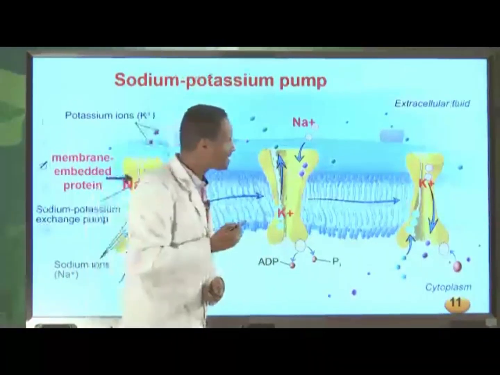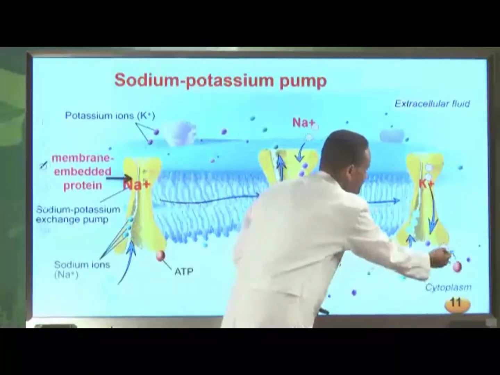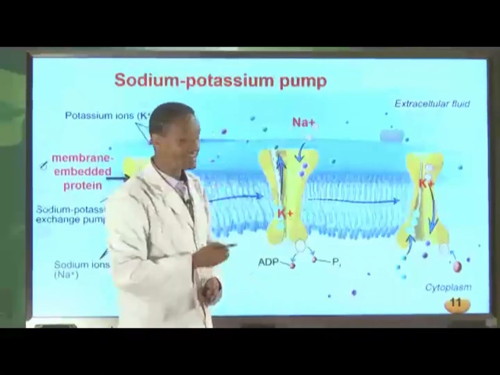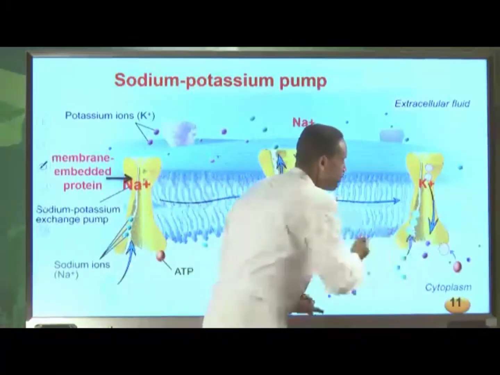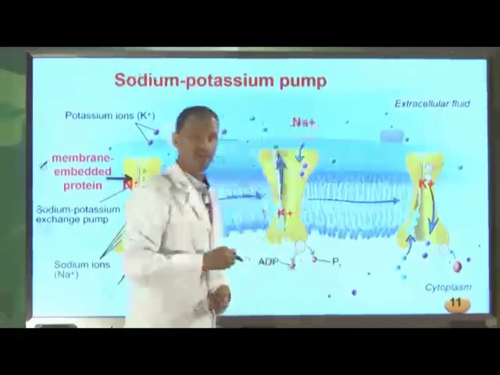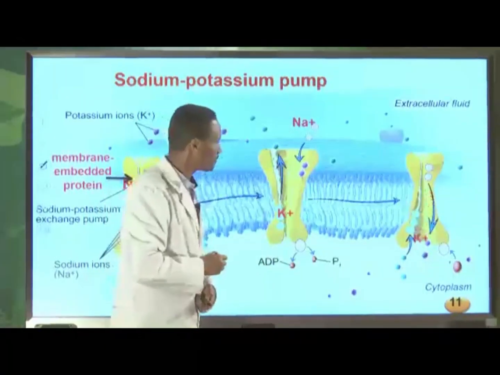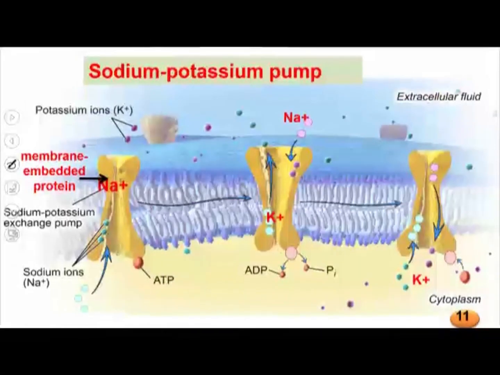Then at the third step, when ATP becomes attached again to the internal side of the membrane-embedded protein, it becomes open from the internal side. Then the potassium is totally pumped into the cell. Look, the process. This is how the sodium-potassium pump takes place by the process of coupled reactions.